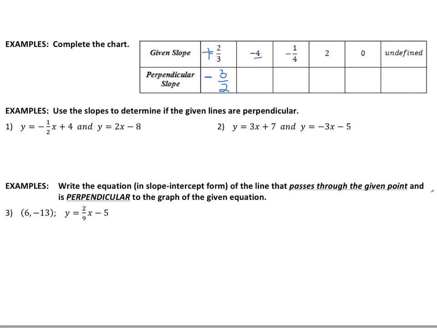Now, in the next slope, the given slope is -4. Now, let's remember that that's -4/1. So it's going to be the opposite, which means it's going to be a positive, and then we flip it, so it would be 1/4. Okay, easy enough.